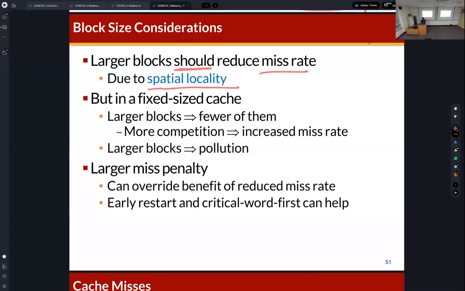The problem is that if the cache size is the same, and we use a large block, then the number of cache entries is decreased. So we cannot store the same data. The data size is the same, but we cannot store as many blocks. Also, the miss penalty is increased, because when a cache miss is encountered, more data is transferred from the main memory.